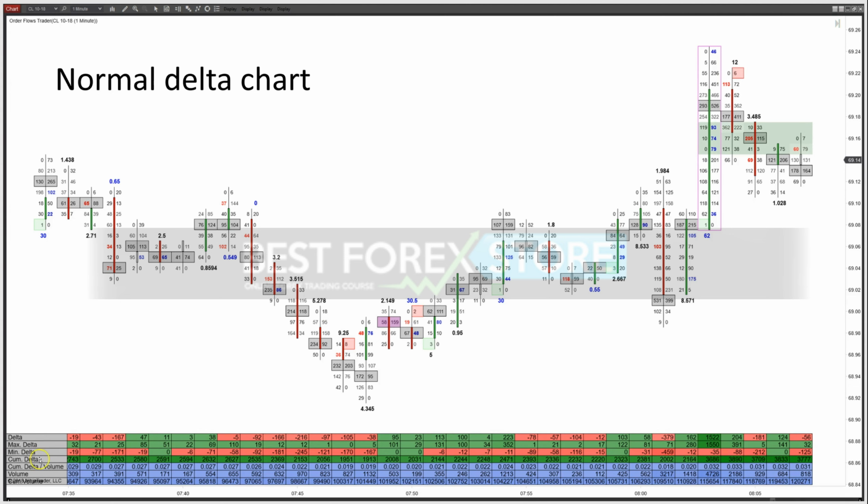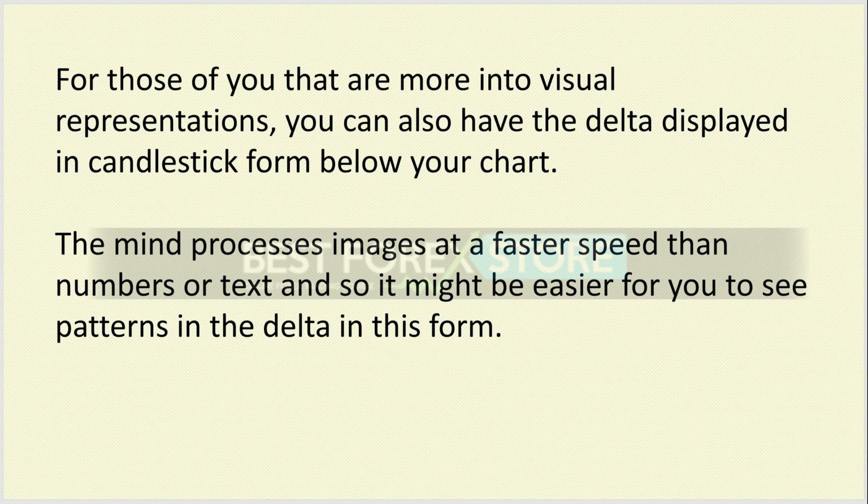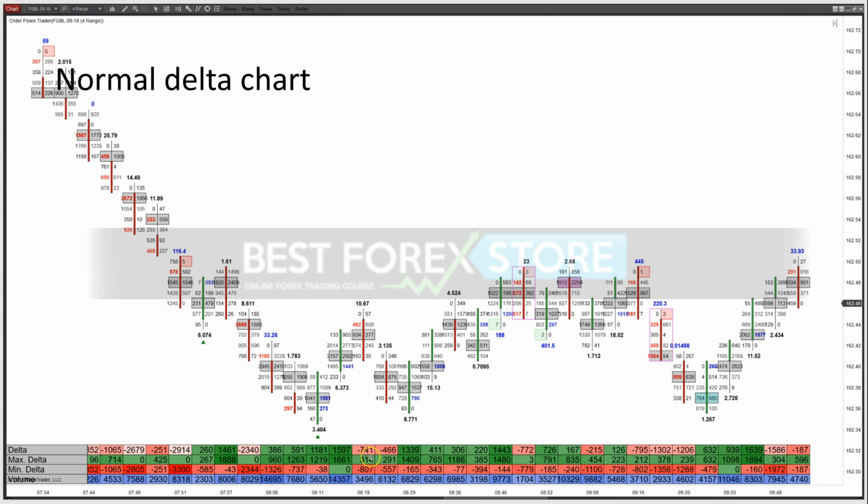Now, again, there's different information. There's delta, max delta, min delta, cumulative delta divided by volume, total volume. I don't use all of those. I stick to delta, max delta, min delta, and volume. Your software should allow you to adjust what you want to see. And again, I don't like to look at information I'm not going to use. That's why I stick with these 4 pieces of information. Now, I understand for some of you, you may be overwhelmed by looking at numbers. You think, oh my God, look at all these numbers. It's just too much.